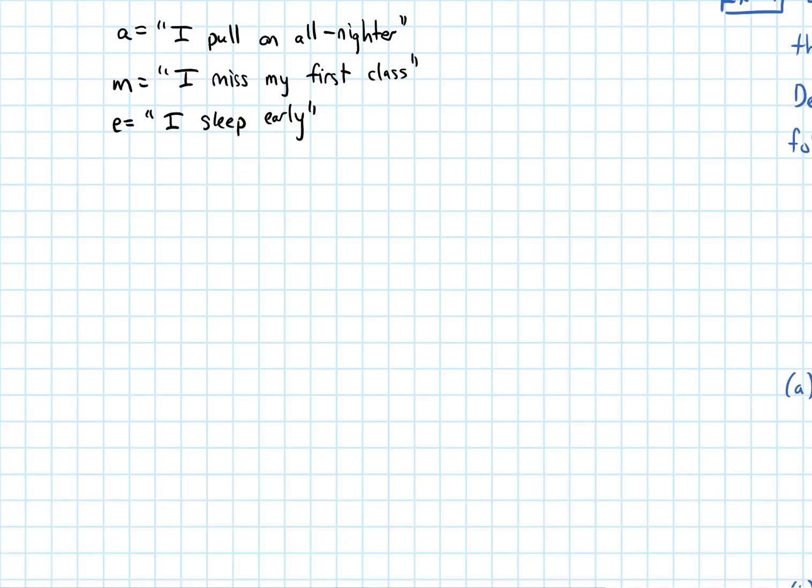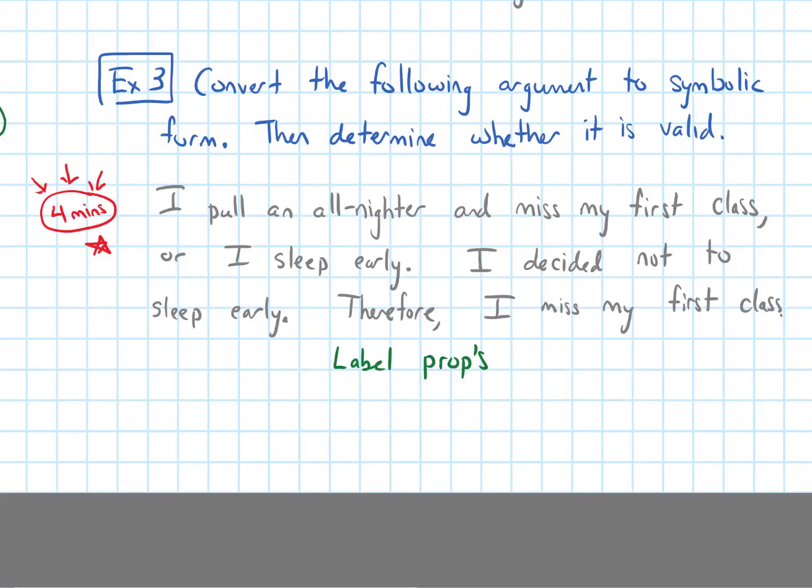All right, so I've just copied down these propositions on the next page. Now that we have that, let's form the argument in symbolic form. Let's go back to the proposition and what it said. Going back to the first sentence, it says, I pull an all-nighter and miss my first class, or I sleep early. So I see two operators there. I see the word or, and I see the word and. One of the things I need to know is which one is the main operator in that line. The fact that it has this comma here, and then it says, or I sleep early, tells me that the main operator is that or.